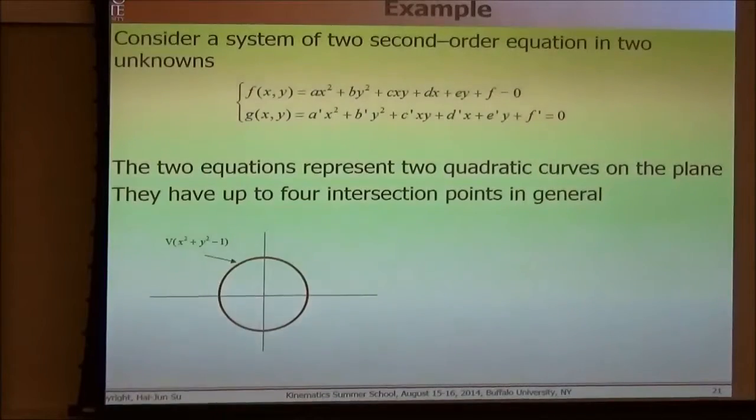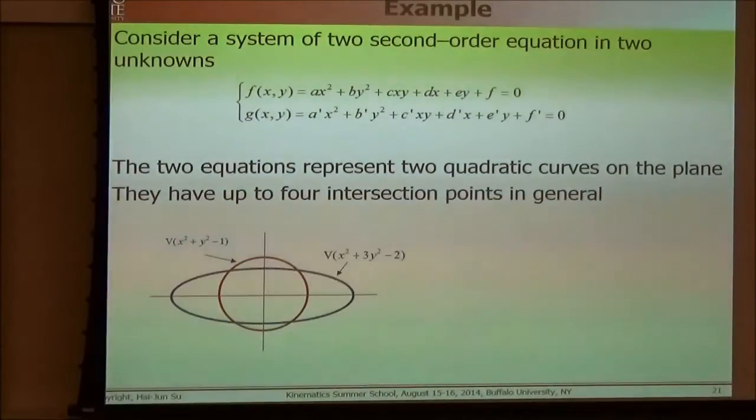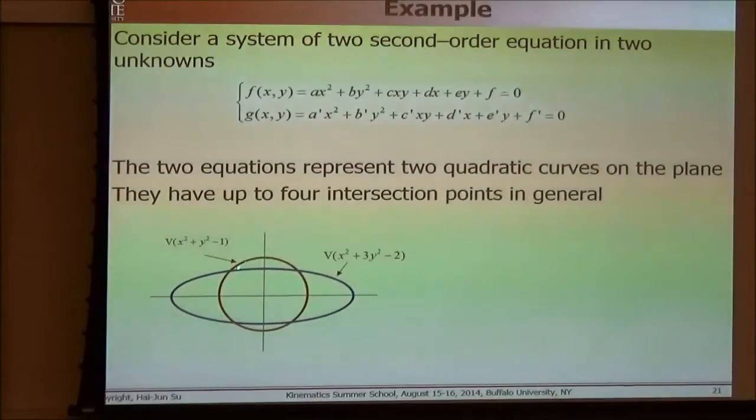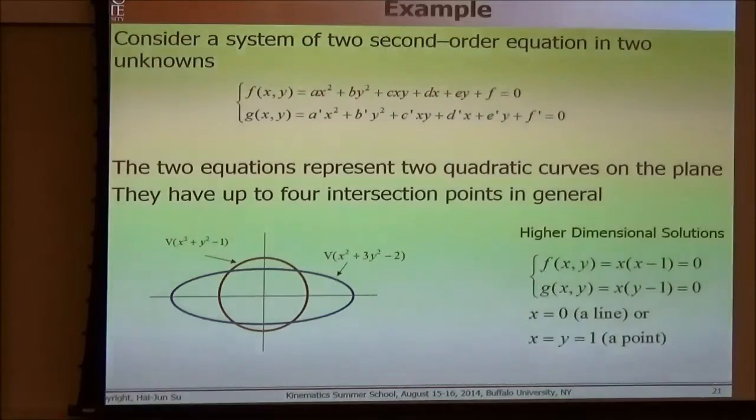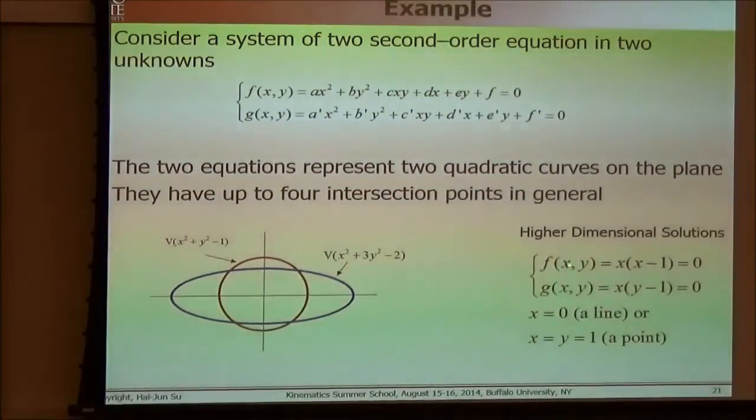Here's an example. I have two quadratics, so the solution set, or the variety, of the first one is a circle, the second one is elliptic, and if you want to find the common solution of these two polynomials, it's nothing more than the intersection points of these two varieties.